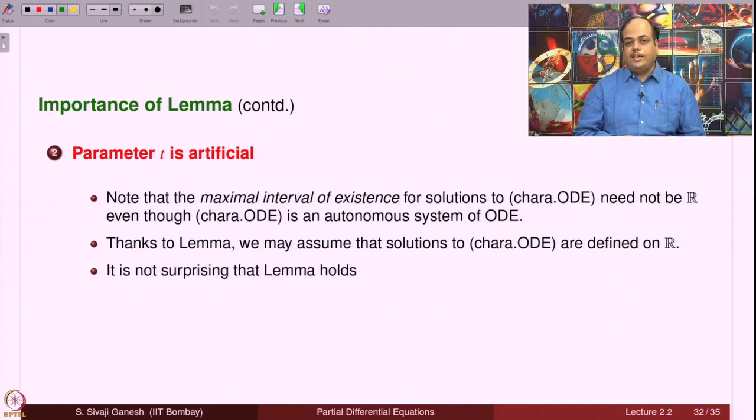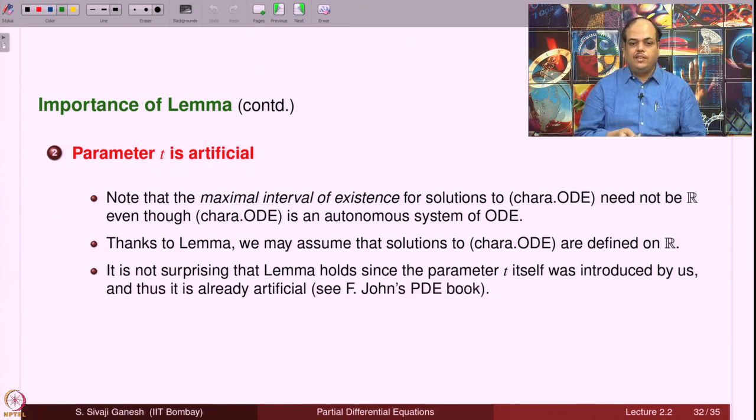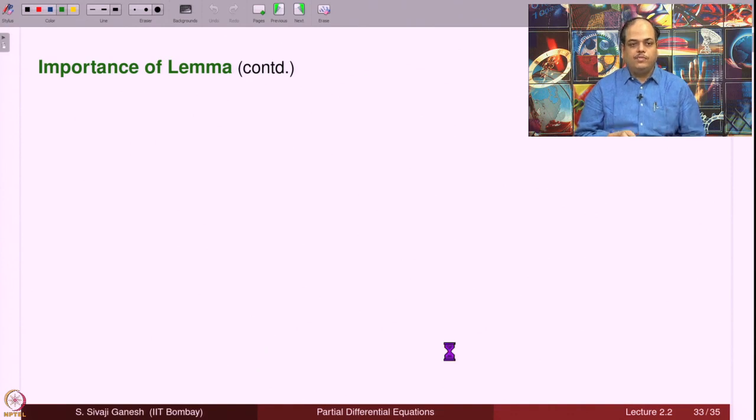Our interest is only in the trace of the solution, in the image of the solution, and that is the same. So, it is not surprising that the lemma holds, since the parameter t itself was introduced by us. The equation gave us a, b, c, we said yes, there is a curve whose tangent is this, therefore, we said the curve means R of t, x of t, y of t, z of t, with derivative equal to a, b, c. We introduced the t. Therefore, it is already artificial. In fact, this usage is there in Fritz John's book. He also says this parameter is artificial, which this lemma confirms.